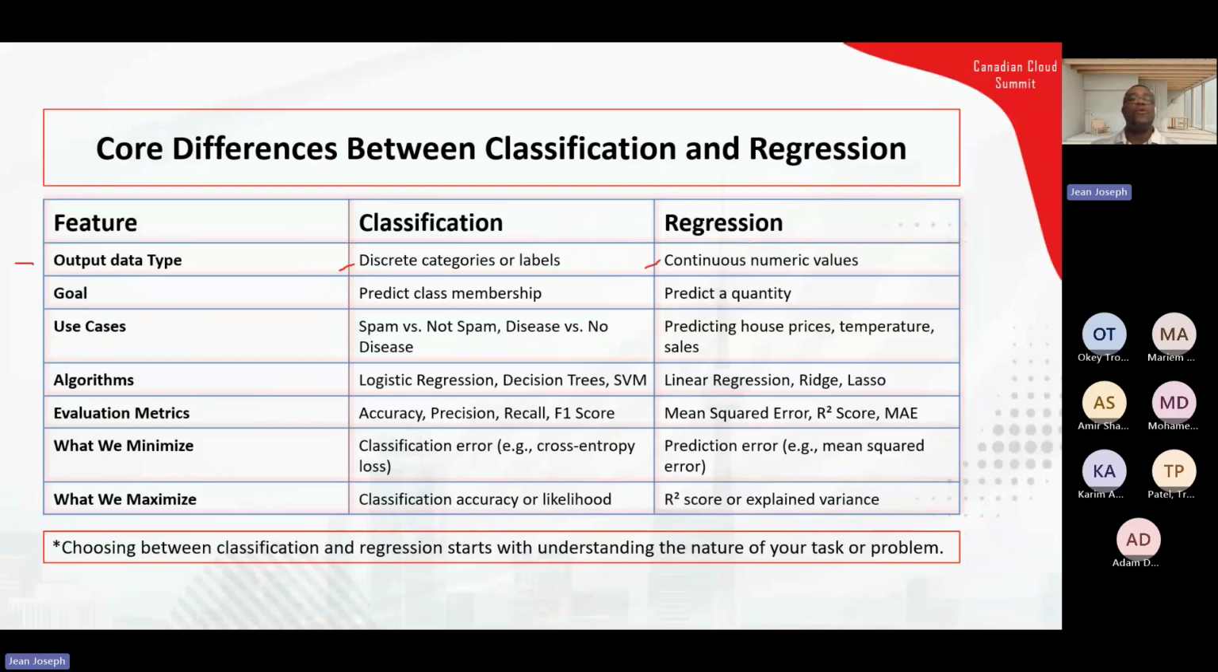So the type of output you're aiming for determines the algorithm, evaluation metrics, and modeling approach you will use. Keep that in mind. Always begin by asking, am I predicting a category or am I predicting a number? That answer will guide your path. Consider you have already figured out what type of supervised machine learning you need. So your next step is, for example, think of development.